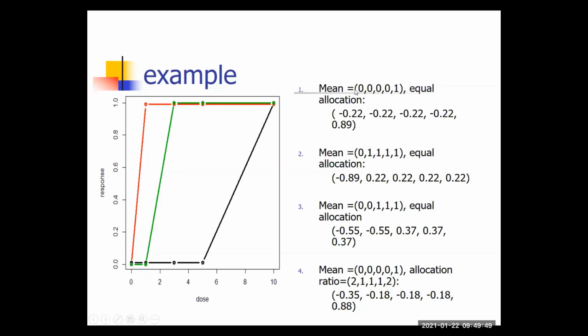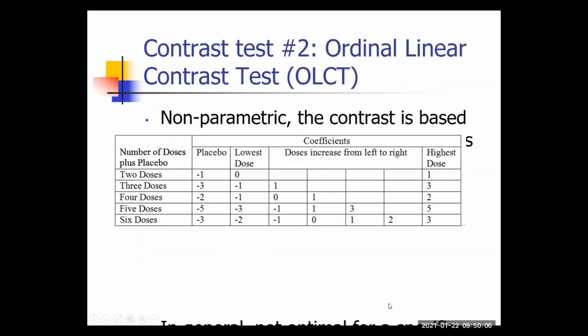But if you have a different allocation ratio, all right, now here we're allocating 1, 2, 3, 4, 5 treatment groups with the same sample size. But here you can do a 2 to 1 to 1 to 1 to 2 allocation ratio, and your coefficients will change. And what we want to do is propose this OLCT, ordinal linear contrast test.